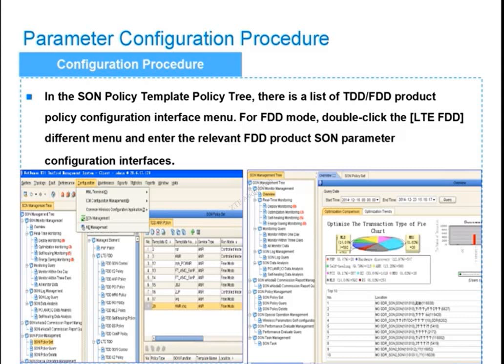And we can select, for example, FDD. So it will show the FDD policy. We can click the different policies. And also in this procedure, it will have the SON policy overview information.